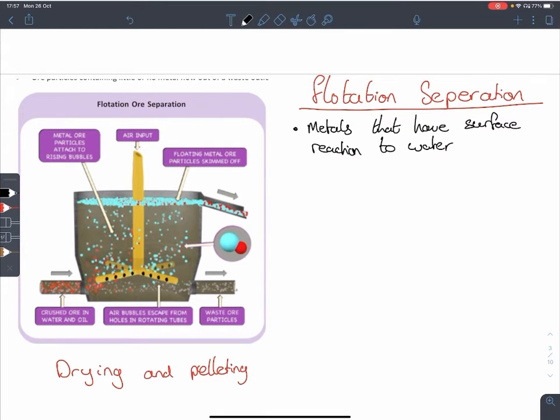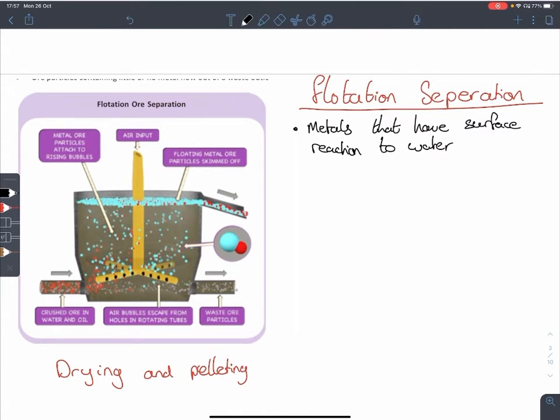Now the main step in this is that fine ore particles are mixed with water and oil. This is then pumped into the bottom of a tank. Air is blown in at the bottom of the tank, creating lots of small bubbles. The metal-rich ore particles stick to these air bubbles, and then they will be pushed to the top.